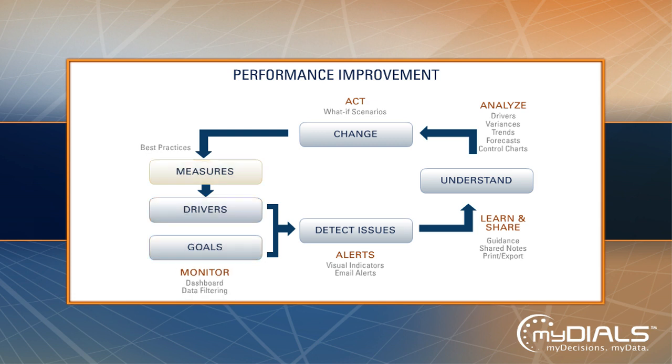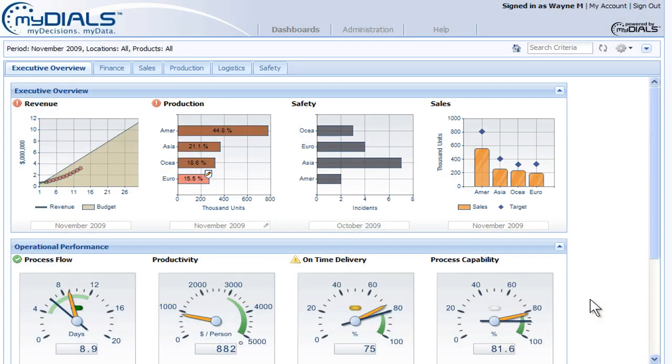interact directly with key metrics to understand what's happening, be alerted to conditions through visual indicators or via email, access contextual information and collaborate and share your knowledge with others, readily consume analytics, and determine the best course of action by utilizing what-if scenarios. To see how myDIALS enables anyone making daily operational decisions to gather the information they need to make better decisions quickly and effectively, let's take a closer look.